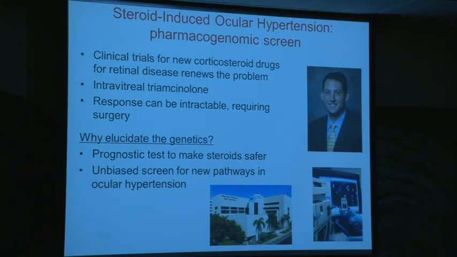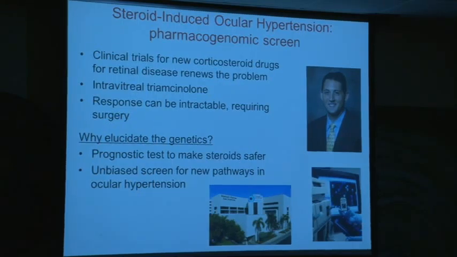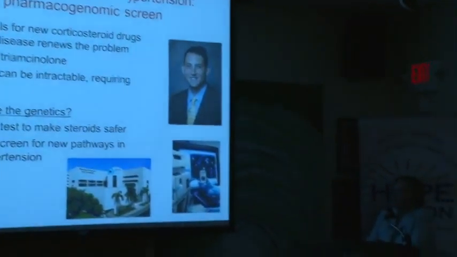And he was interested in ultimately a prognostic test that would make steroids safer if you could identify the mutations that were predictive. But he convinced me to work with him on this because I was very excited about the idea of this being an unbiased screen that would reveal new pathways for ocular hypertension. So we went ahead and worked with Scripps Florida, which was new at that time, and did a screen on the old 500K microarray chips.